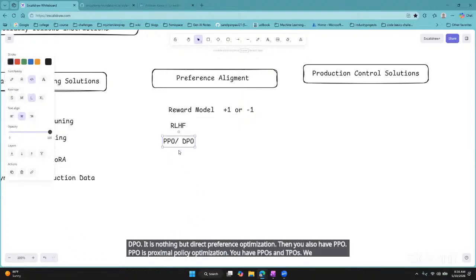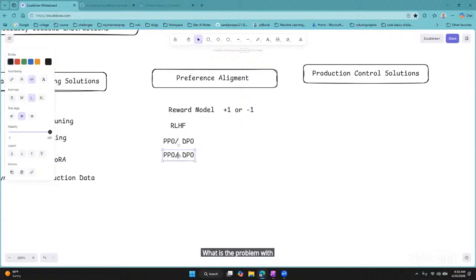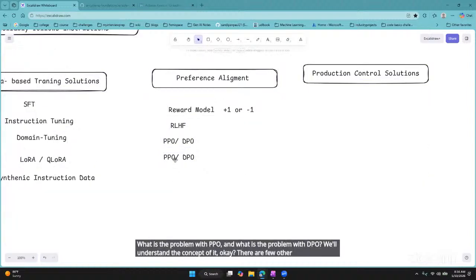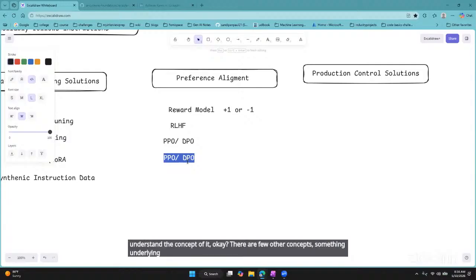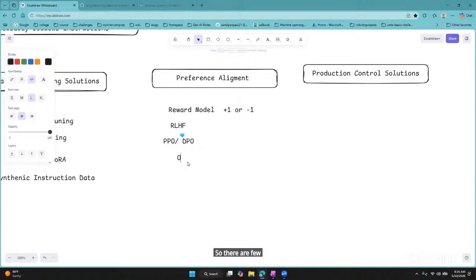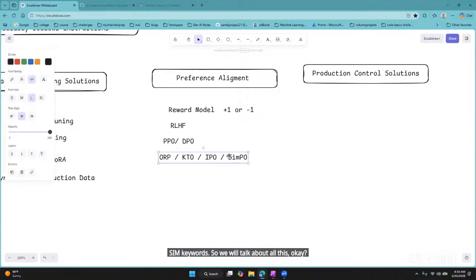We'll talk about what is the problem with PPO and what is the problem with DPO. We'll understand the concept of it. There are a few other concepts, underlying, which are more related to proximal policy optimization and direct preference optimization. Those are nothing but ORPO, KTO, IPO, and SIMPO. So we will talk about all this, in detail, and their problem statements.